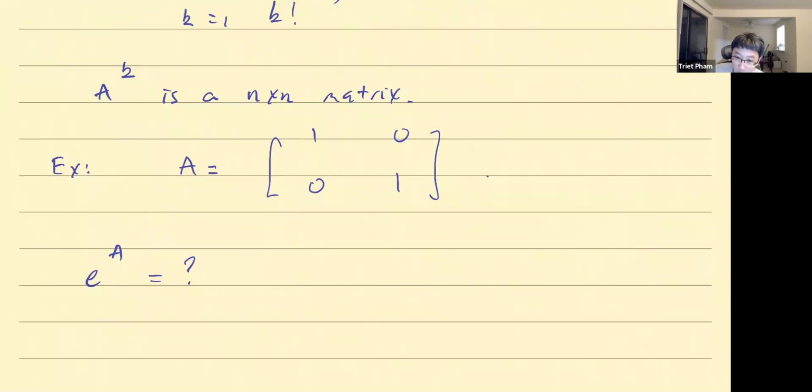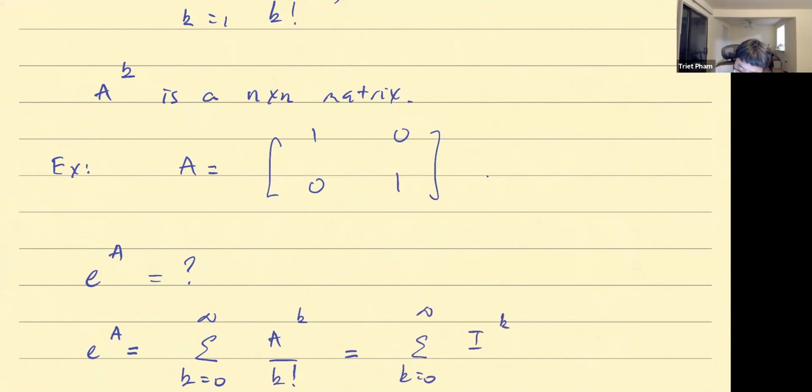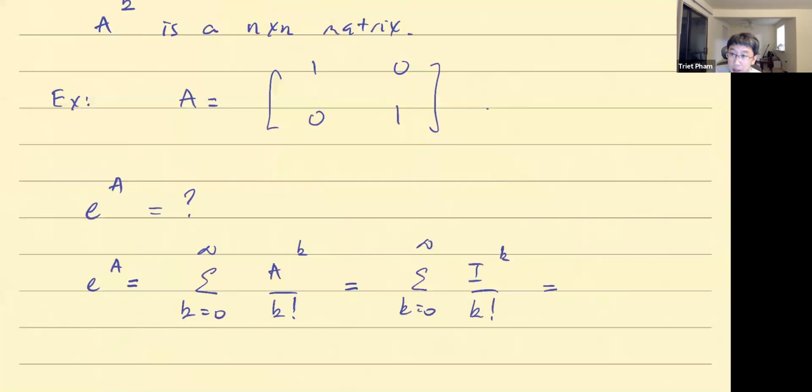Well, let's follow the formula. E to A is the sum starting from 0 to infinity of A to the k over k factorial. And for this matter, because A is the identity, let's plug that in. And the identity raised to any power is the identity. So we just have this.